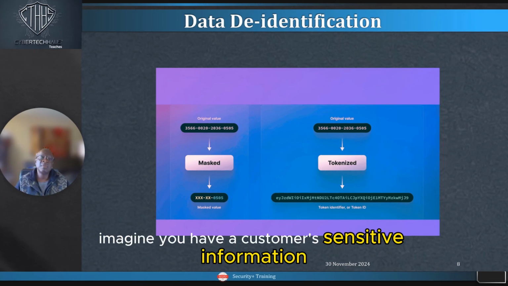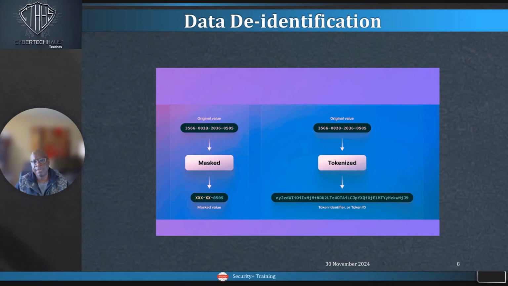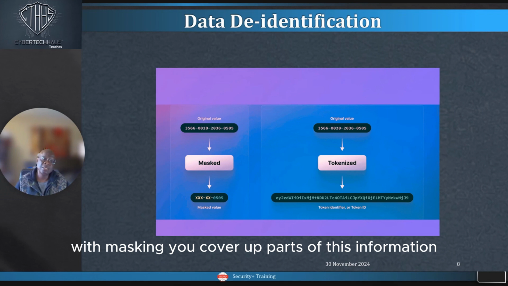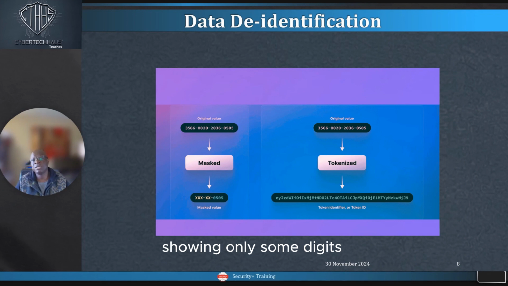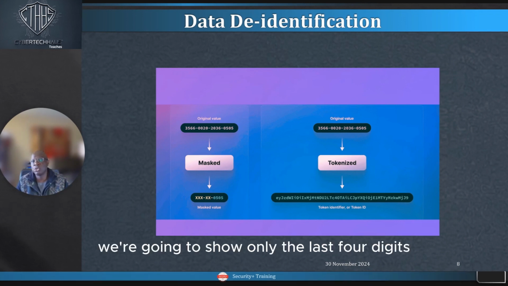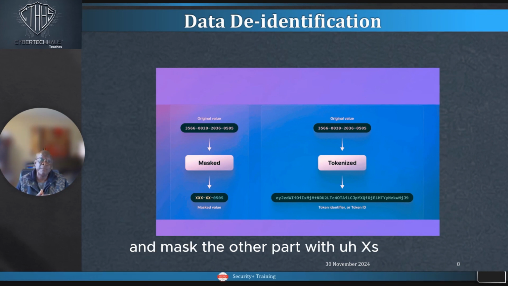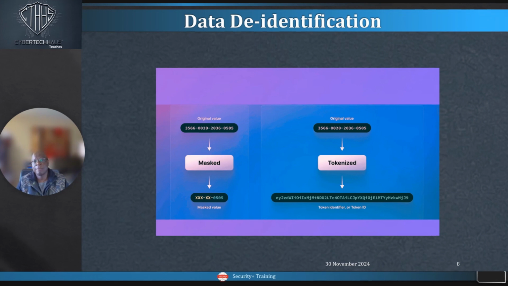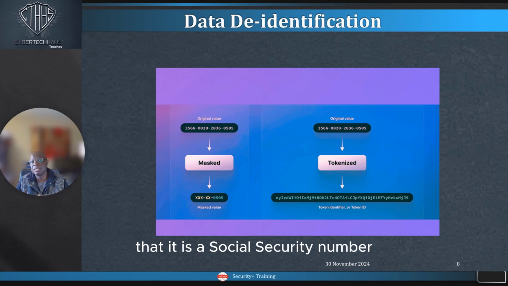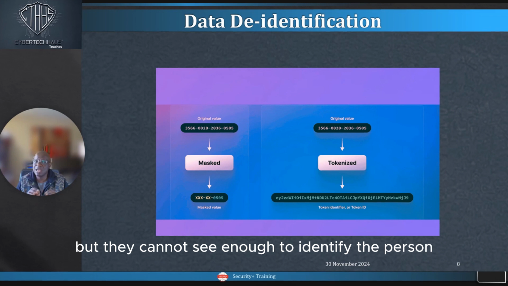Masking. Imagine you have a customer's sensitive information, like their social security number 123456789. With masking, you cover up parts of this information, showing only some digits. In this example, we're going to show only the last 4 digits and mask the other part with X's. This way, people can still recognize that it is a social security number and see some partial details, but they cannot see enough to identify the person.